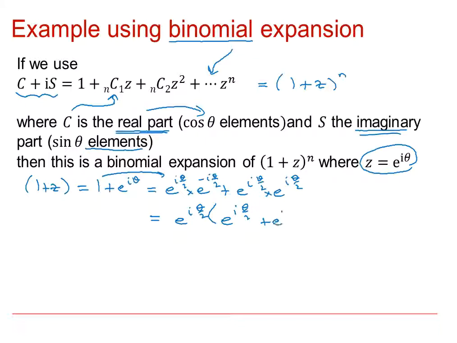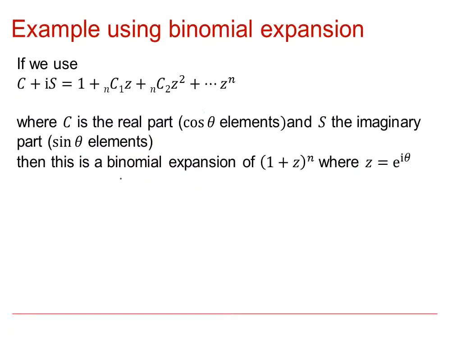If we have a good careful look at that, we can see now that we can use our definition of cos theta over 2. So this can now be written as 2 e to the i theta over 2 cos theta over 2. So now we know that 1 plus z can be written as 2 cos theta over 2 times e to the i theta over 2, we can now consider C plus iS, which is (1 plus z) to the n.